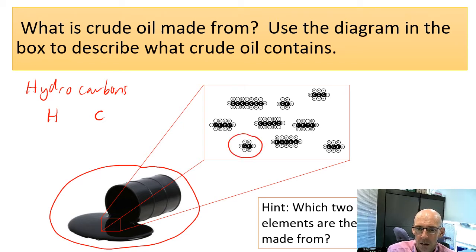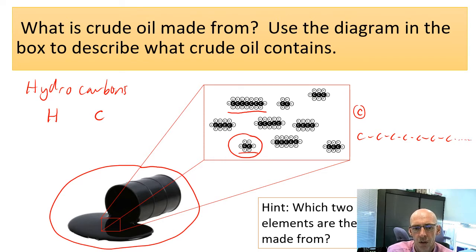Here, there are 2 carbons in a chain and then surrounded by lots of hydrogens. Here, there are 7 carbons in a chain. And the chain length can go from as simple as 1 carbon on its own to chains of a couple of 100 carbons. And so on and so on.